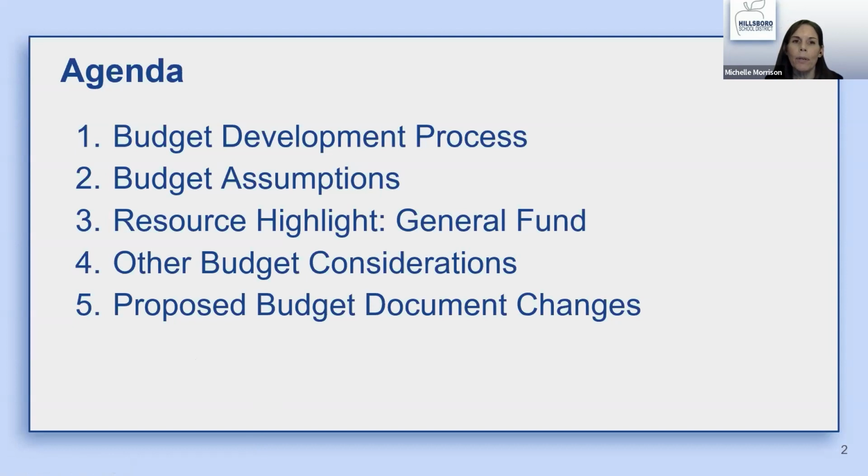Kind of a new approach is a resource highlight. We're going to feature a different major fund. Each budget update is an opportunity to inform our stakeholders on our resources, where they come from and how they can be spent. And then we're going to talk a little bit about other budget considerations. Those are fairly major contingencies that we are aware are out there, and we want to make sure that you guys are also aware of what those might be.